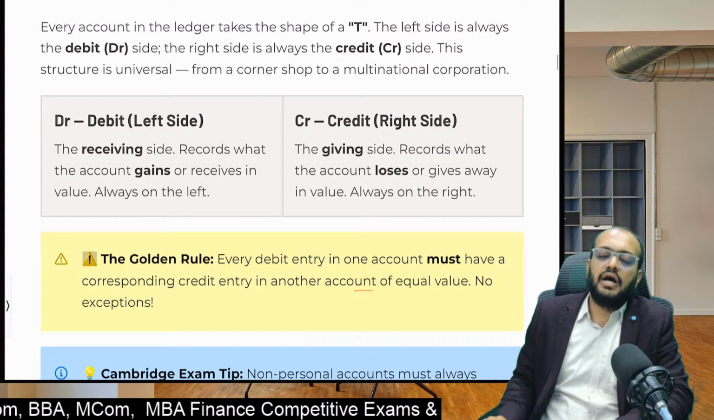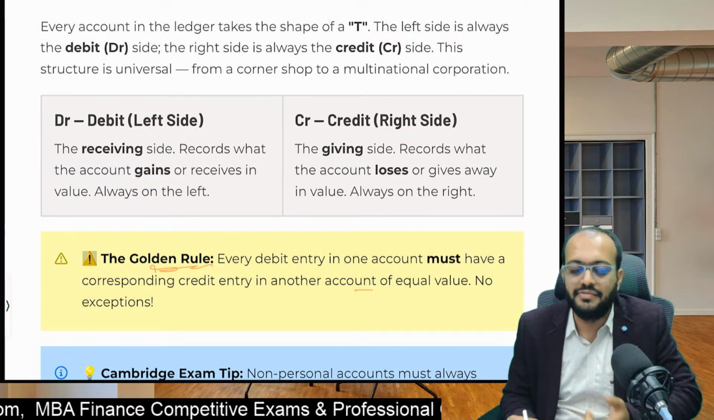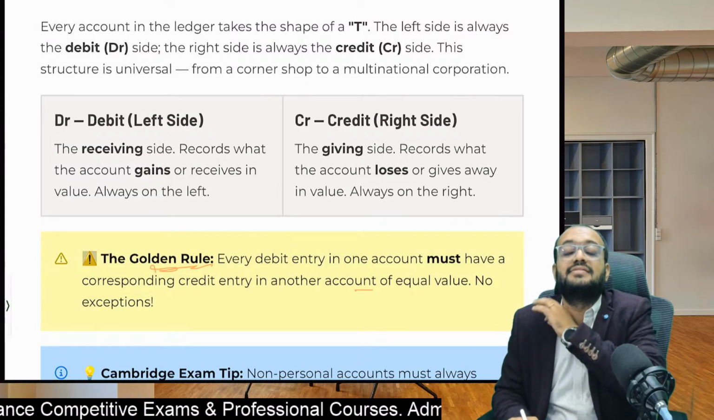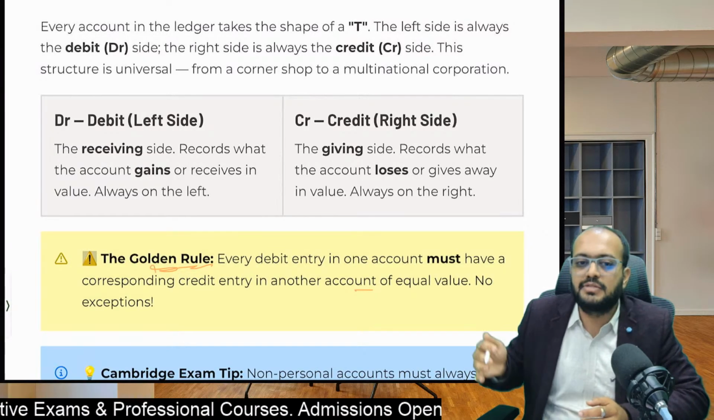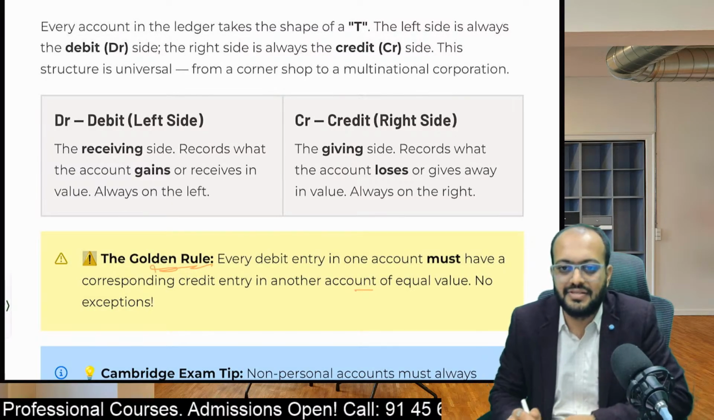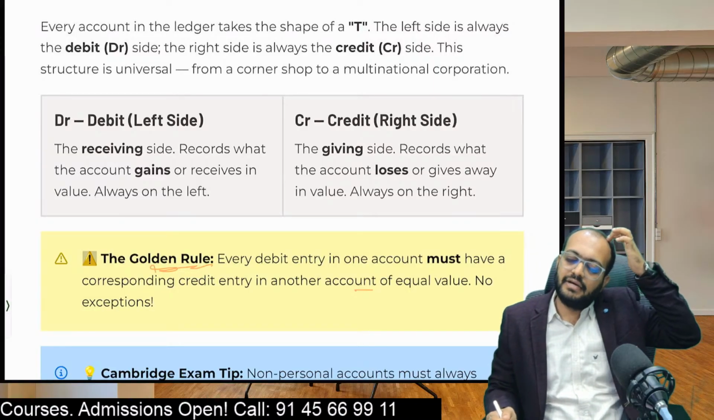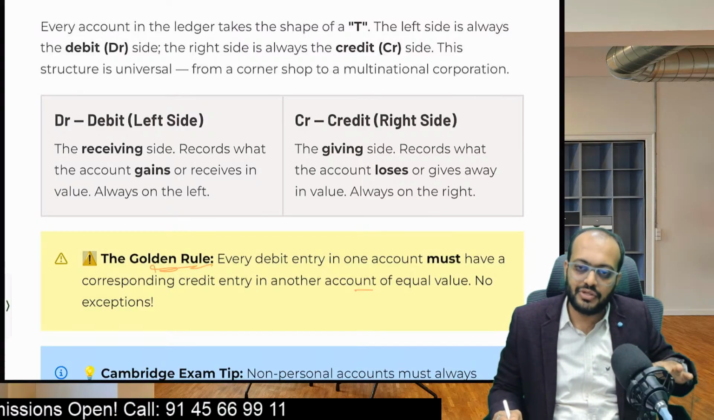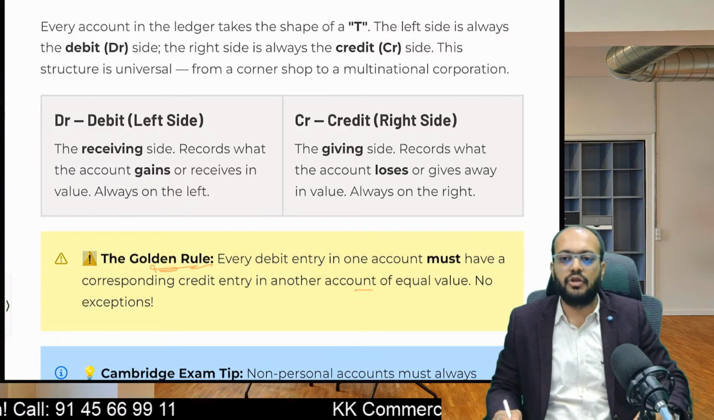So students, always remember, this is the golden rule. As the name itself suggests, golden. Gold is very precious. So as gold is precious, this rule is also very precious for you. Every debit entry in one account must have a corresponding entry in another account of equal value, no exceptions. This is universal. It has not a single exception in the world. So whatever entry we make, we always have to make sure that the total of the debit side is equal to the total of the credit side.